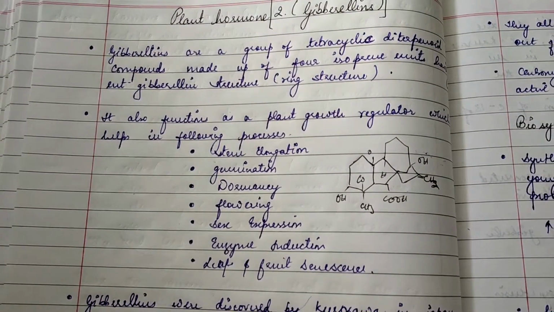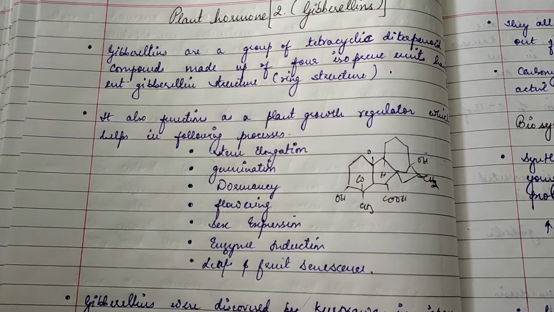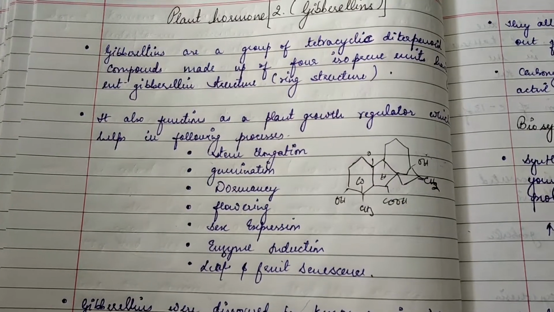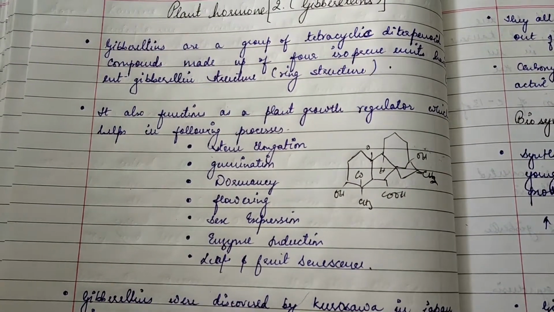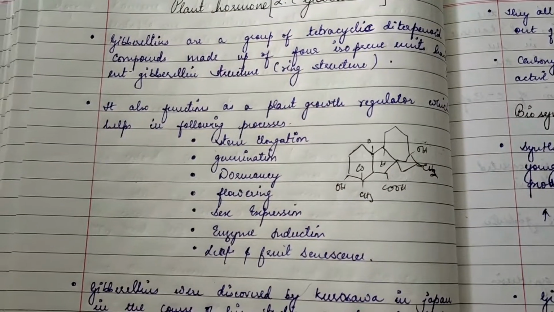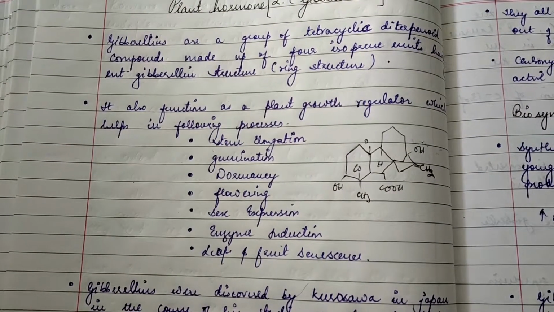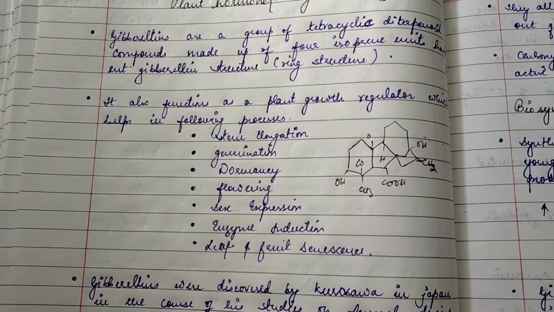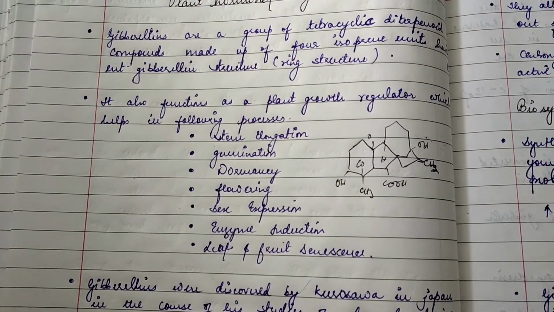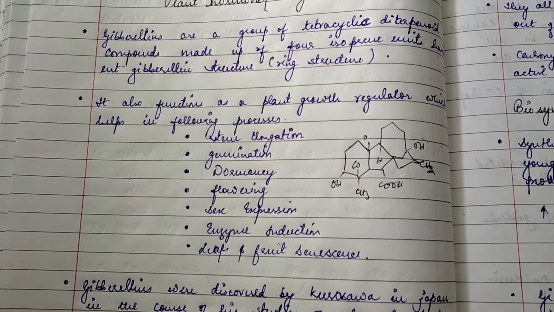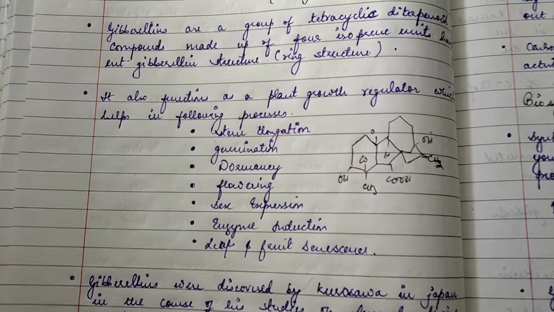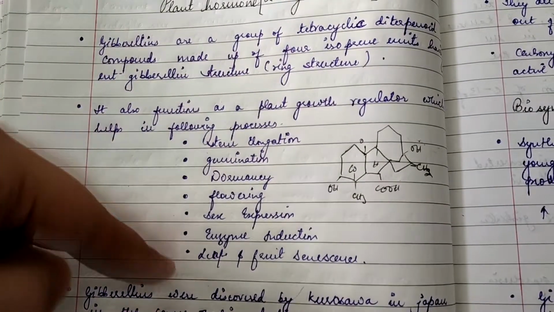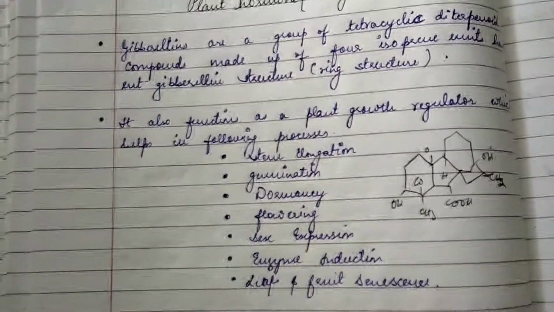Now the function of gibberellins is that it acts as a plant regulator and also helps in the following processes. First is stem elongation, that is, it helps to elongate the stem part. Then germination, seed germination, dormancy, flowering, sex expression, enzyme induction, leaf and fruit senescence. All these are the basic functions, and these will all be explained later in the video in detail.